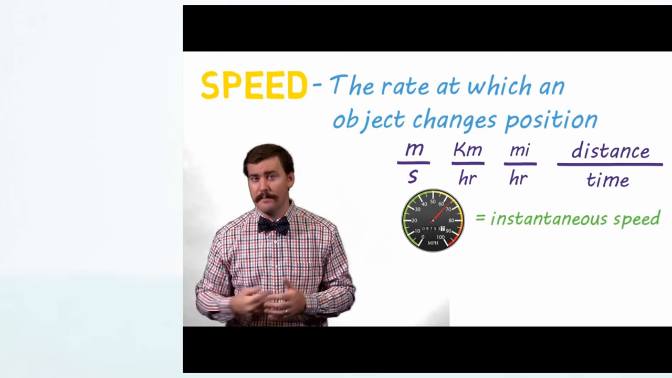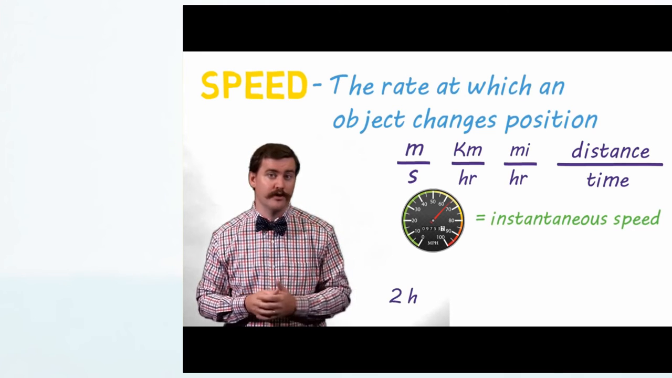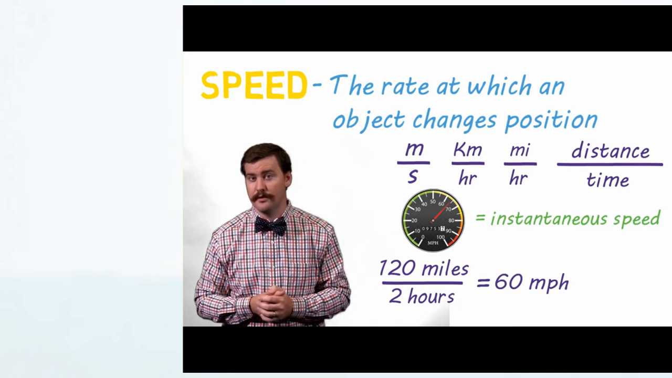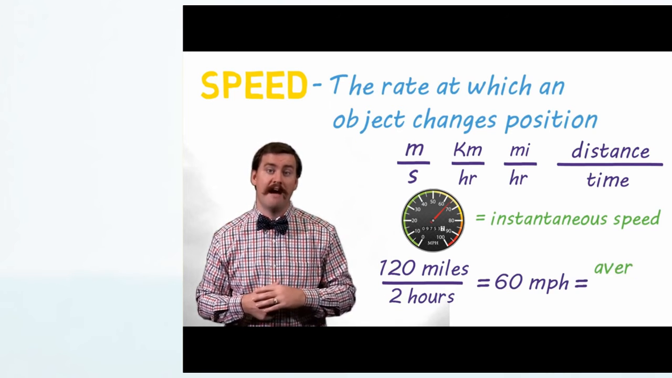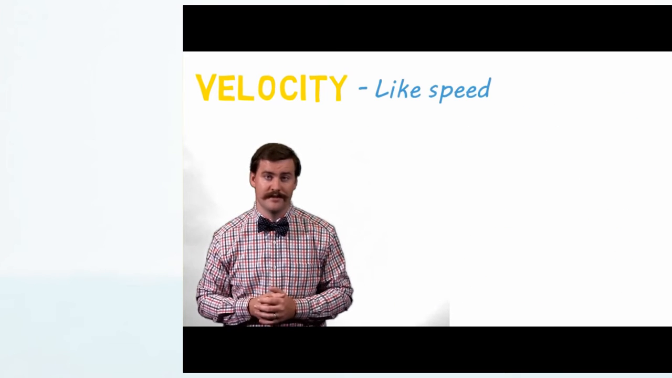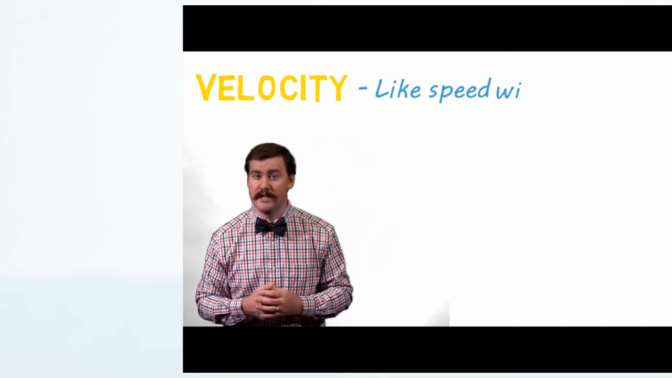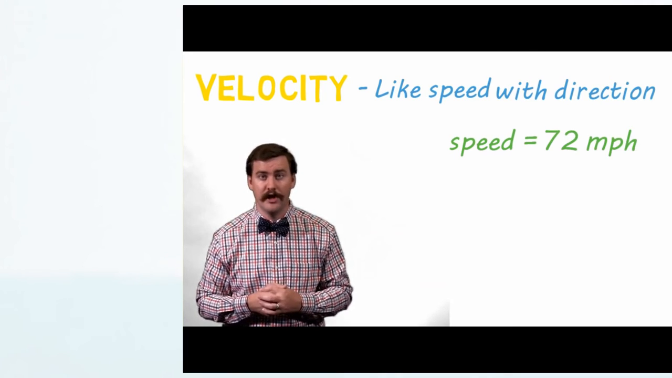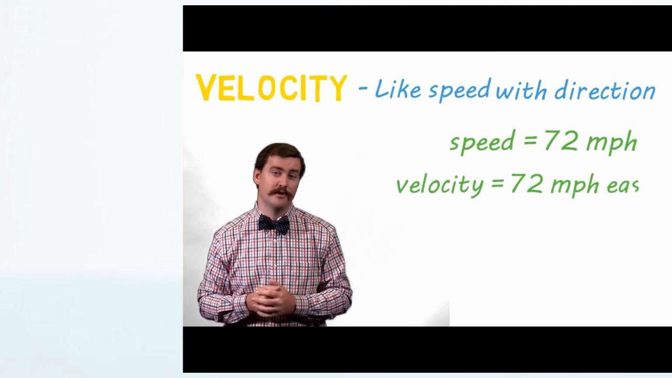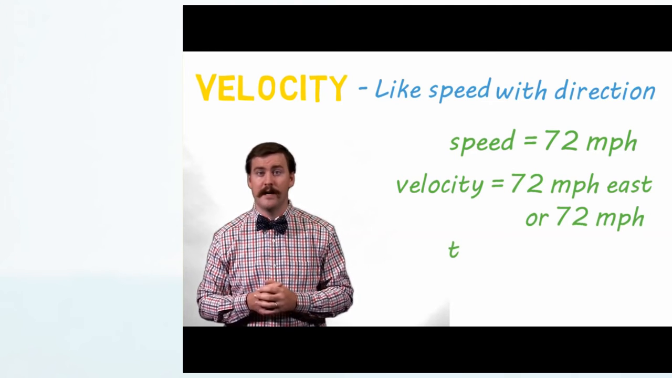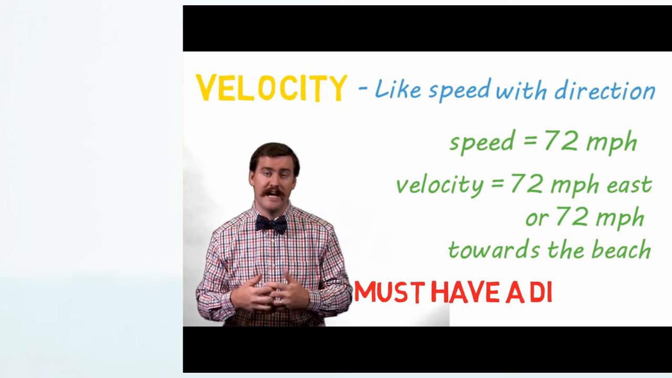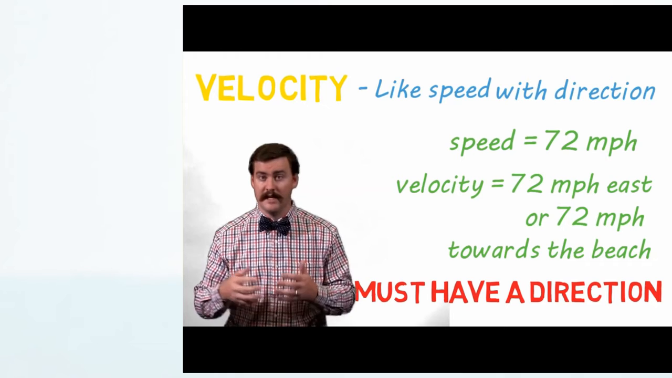If you get to the end of your trip and realize that it took you 2 hours to drive 120 miles, then your overall speed was 60 miles per hour. And this is also known as your average speed. Velocity is a lot like speed, except for one important difference. It's a vector, which means it has a direction attached to it. So while your speed may have been 72 miles per hour, your velocity was 72 miles per hour east, or 72 miles per hour towards the beach. There just has to be some direction attached to the speed to make it a velocity.